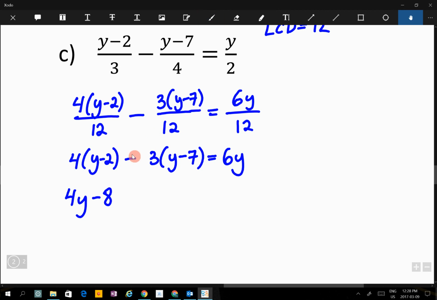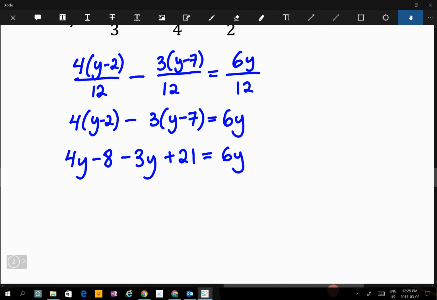Then be careful with this minus sign, so I have a minus 3 times y, which is minus 3y. And then I have a minus 3 times minus 7, which is a positive 21. So this becomes plus 21, and that equals 6y. Okay, then let's collect some like terms. So 4y take away 3y is just a single y. And here I have negative 8 plus 21, which is 13. So plus 13, and that equals 6y.